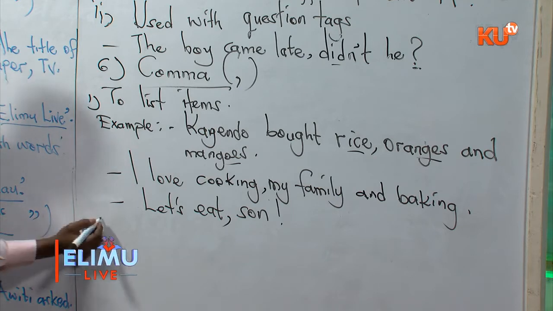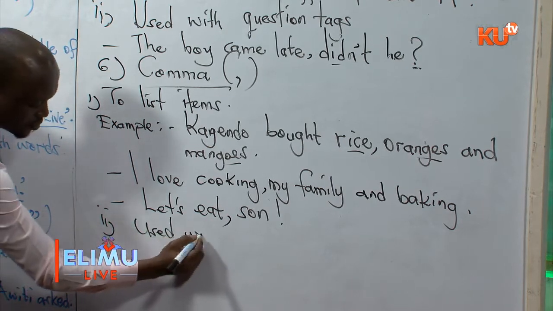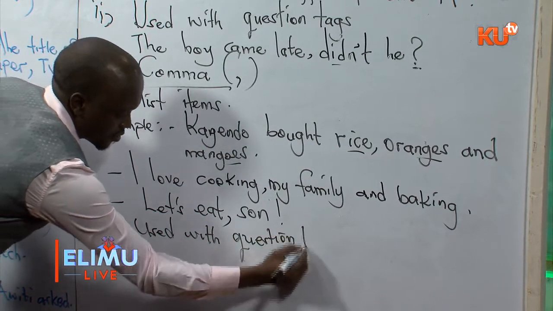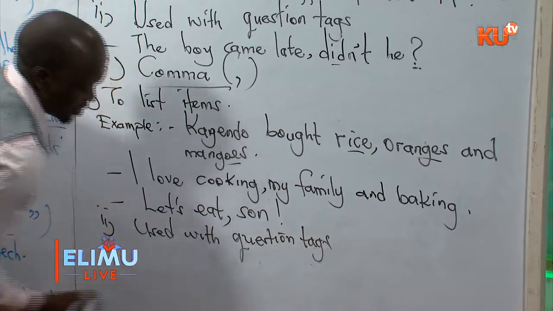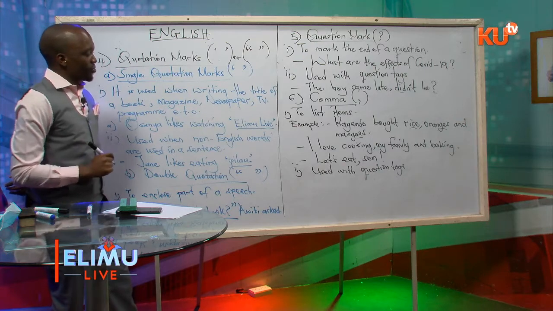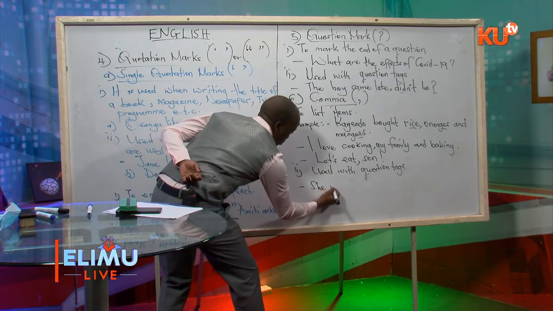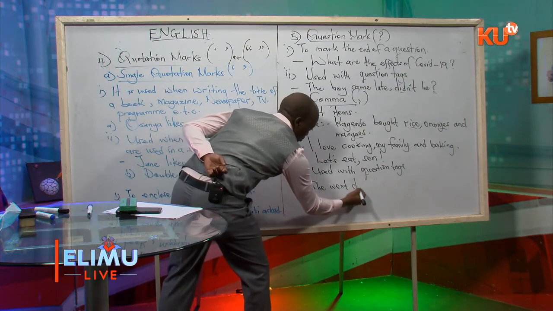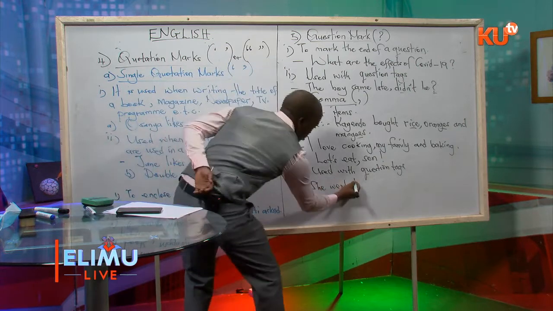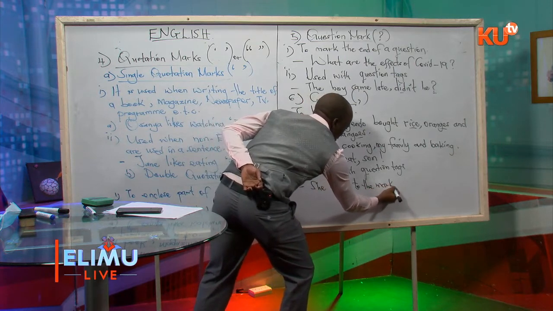The next use of a comma is with question tags. We say that question marks are used with question tags. Commas are also used with question tags. An example would be, she went to the market.